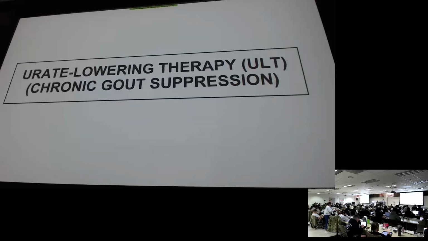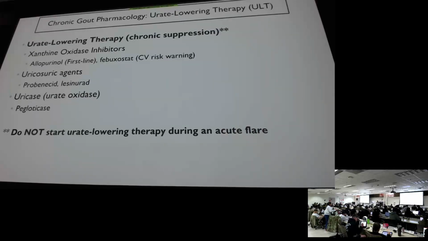Then we get into the urate lowering therapy, or chronic gout suppression. So basically, more than twice a year, you're having these acute flares. We're going to lower the urate level through chronic suppression with medications in one of these 3 classes. Either xanthine oxidase inhibitors, where allopurinol is your first line. The other XOI, or xanthine oxidase inhibitor, is febuxostat, and it has a cardiovascular risk warning.